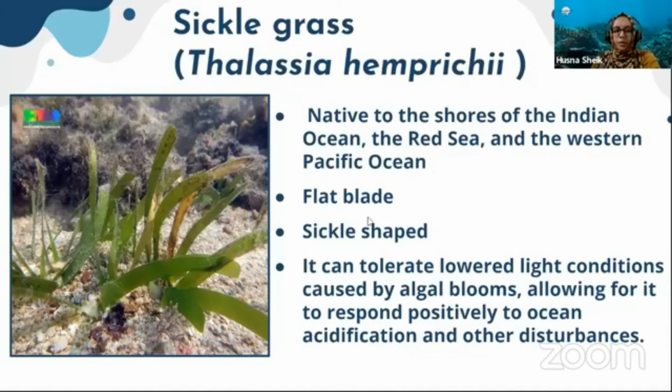So here we have another example, Thalassia hemprichi. This is also called a sickle grass. You can see the appearance is very curvy. Sickle, like the sickle cell, we know that. That name came from the appearance, the sickle shape, and they are flat blade. Their leaves are very flat, and the very significant thing about this sickle grass is that they can tolerate low light conditions caused by algal bloom.